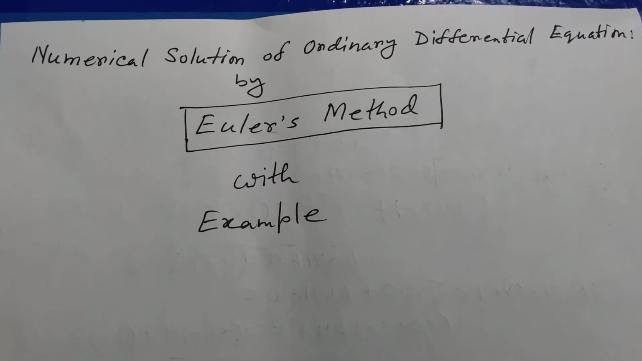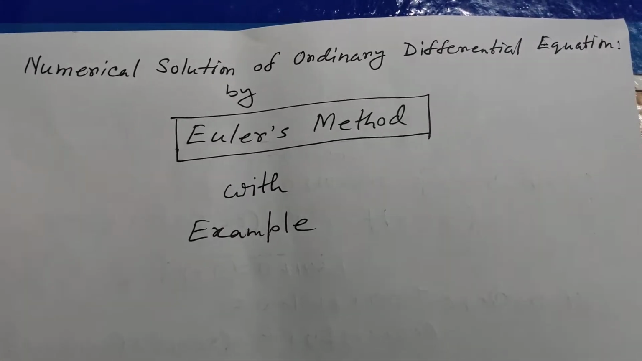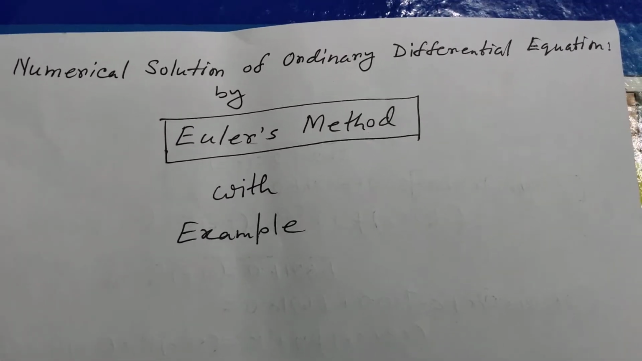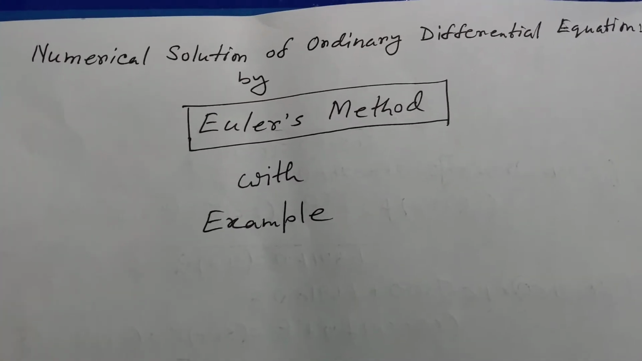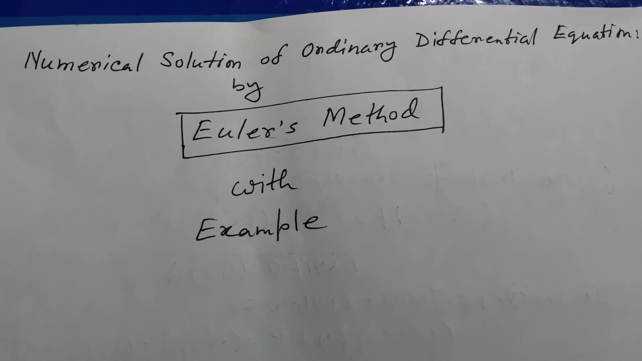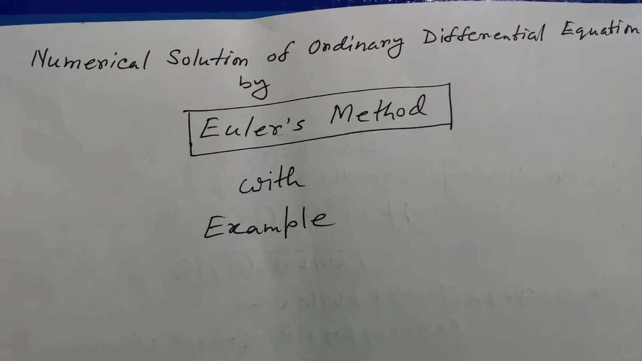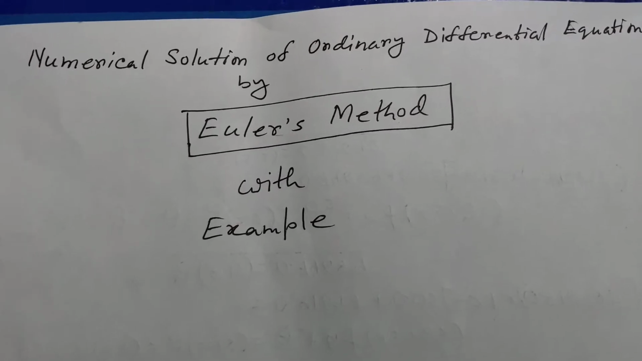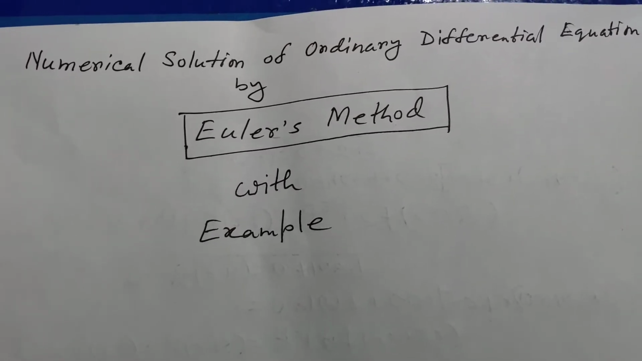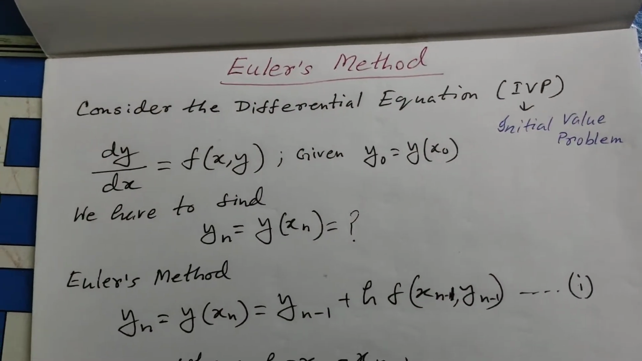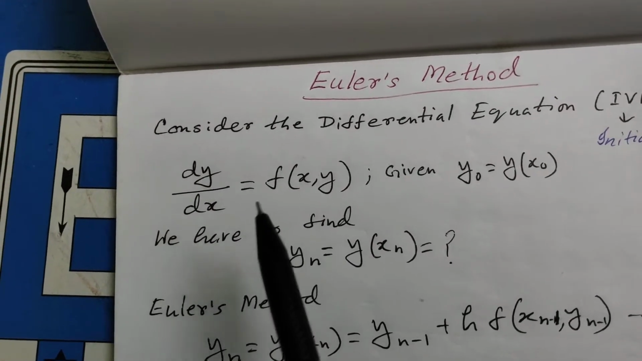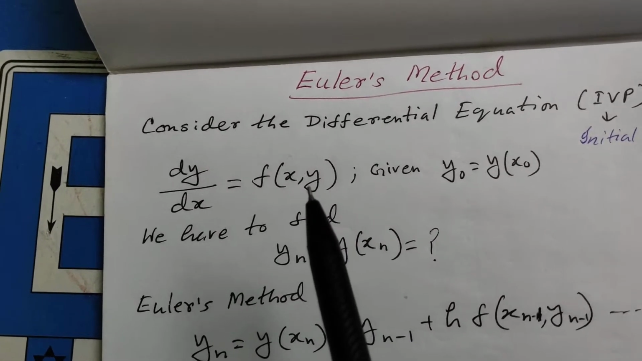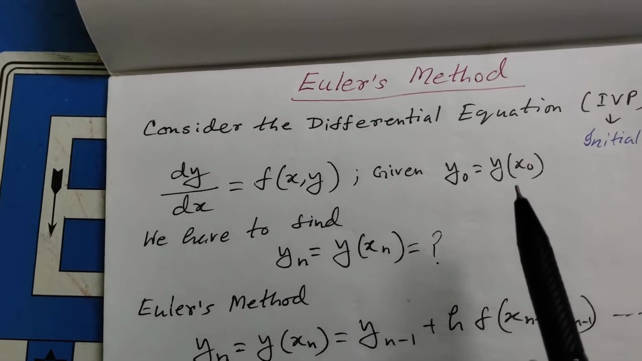Hello everyone. Today we are going to discuss numerical solution of ordinary differential equation by Euler's method with a suitable example. It is actually used to solve ordinary differential equation approximately. It means that we will get an approximate value as the solution of the ordinary differential equation on the basis of some value of x.